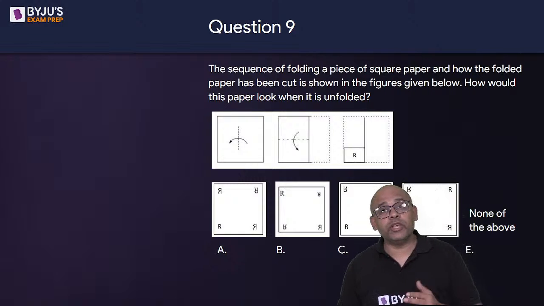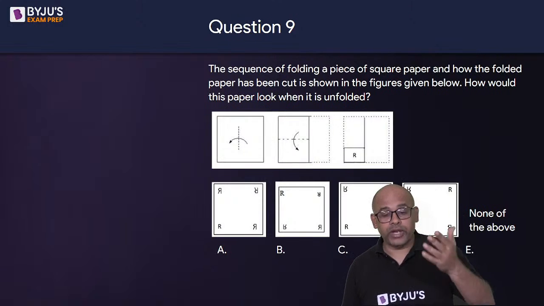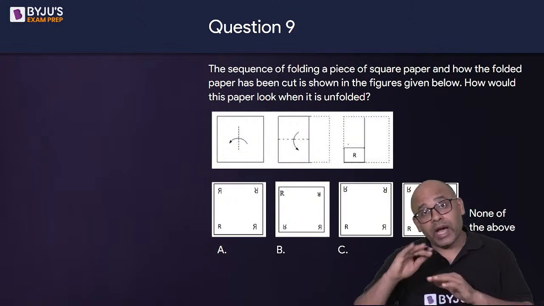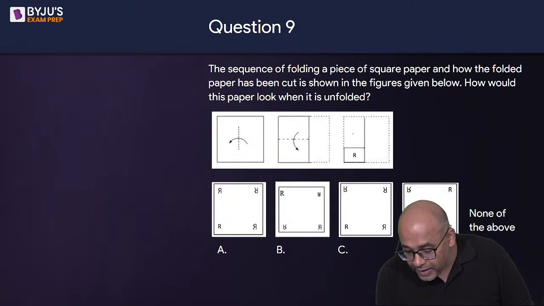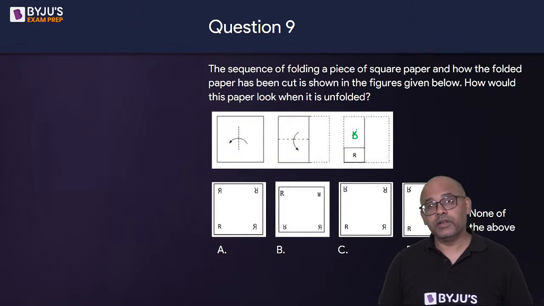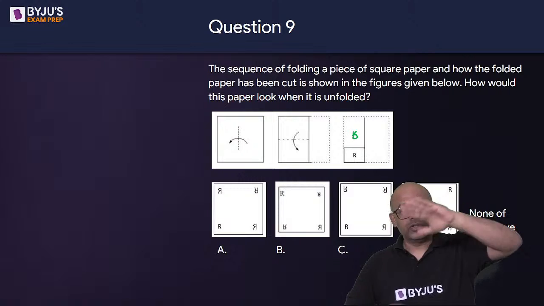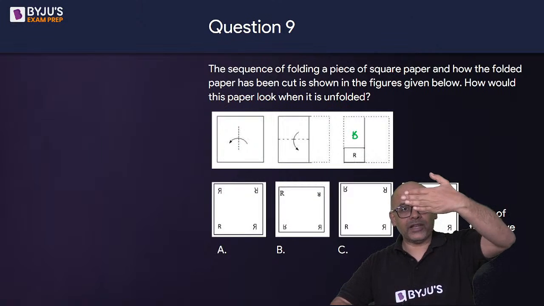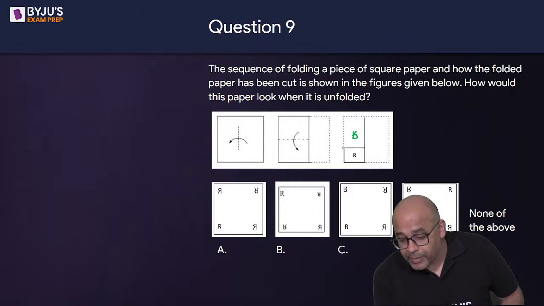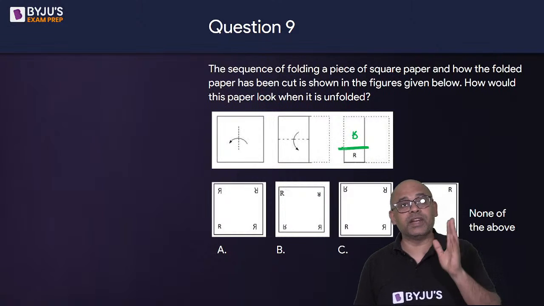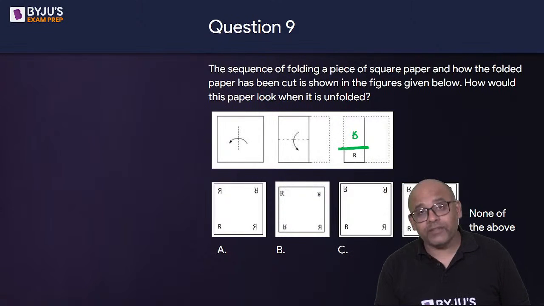So what is the meaning of folding and unfolding? When you cut something and unfold it, you will get a mirror image. Please keep in mind, it will be like this. When you open it back, so it is cut here, when you are opening it back, you will get a mirror image. The mirror is here. This is the mirror. That's the understanding.